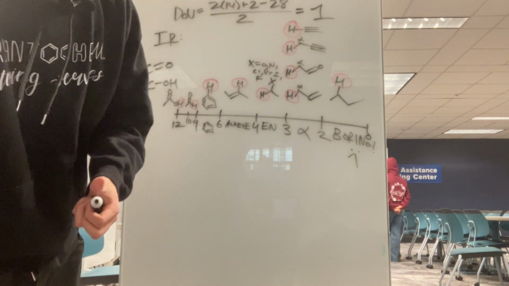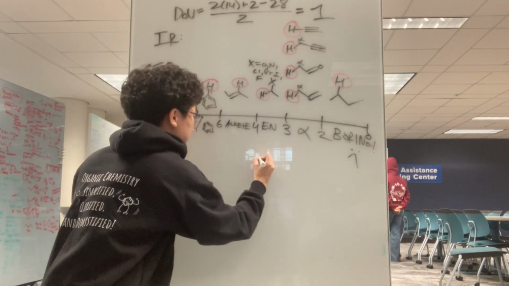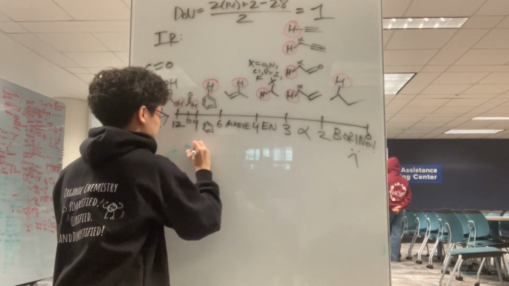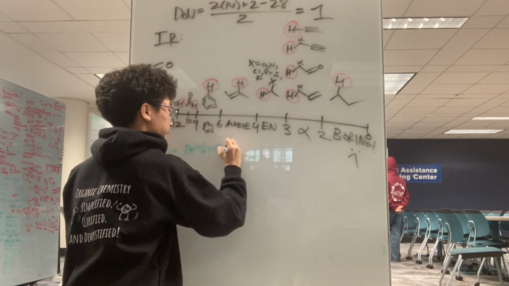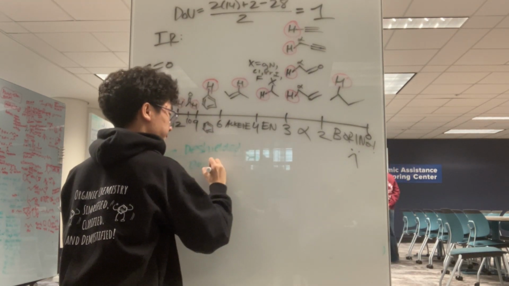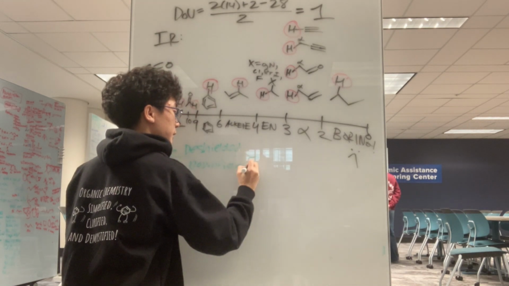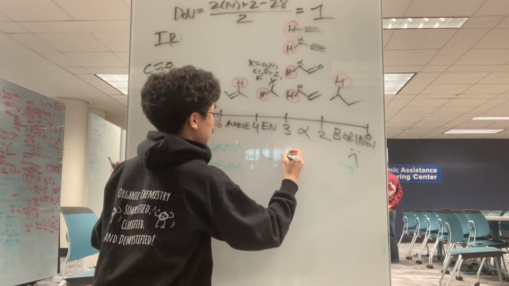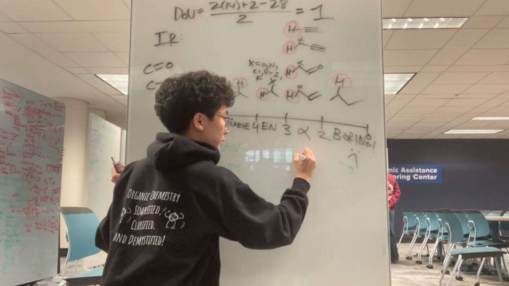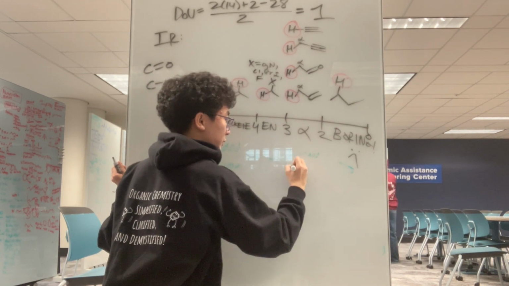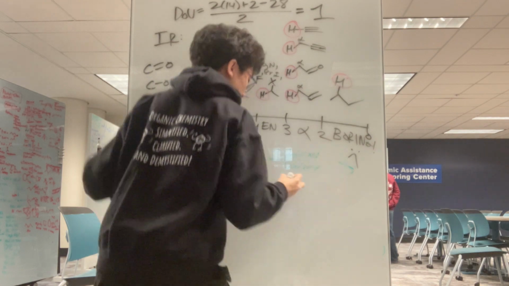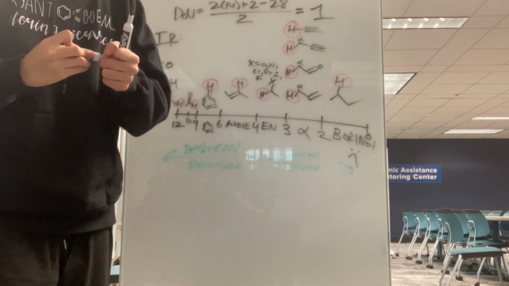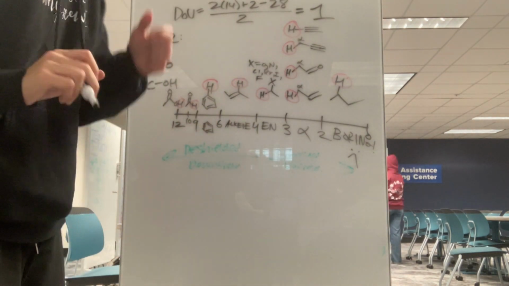And let me also mention that this region here going to the left is going to be considered de-shielded or downfield. The region going to the right is going to be shielded or upfield, right?